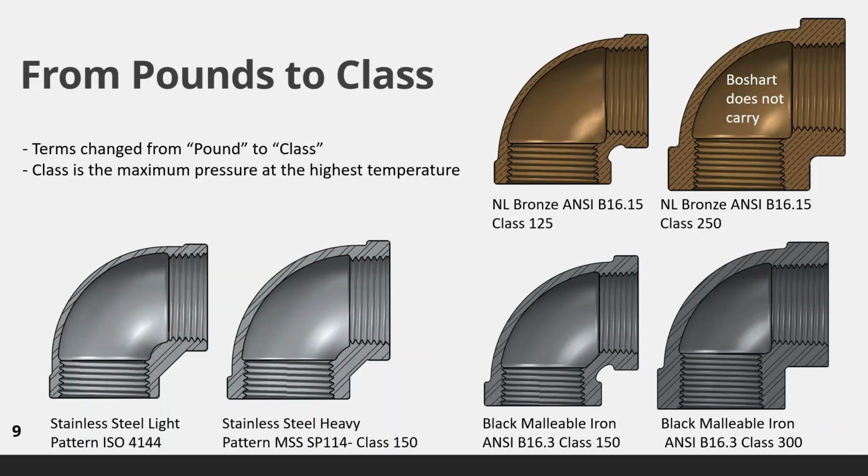For years, we referred to fittings as 150 or 300 pound. In 1973, the term pound was changed to class. Speaking in terms of pounds or PSI causes confusion and should be avoided. Fittings should be strictly referred to by the class number. Here are some examples of stainless, bronze, and black malleable fittings.